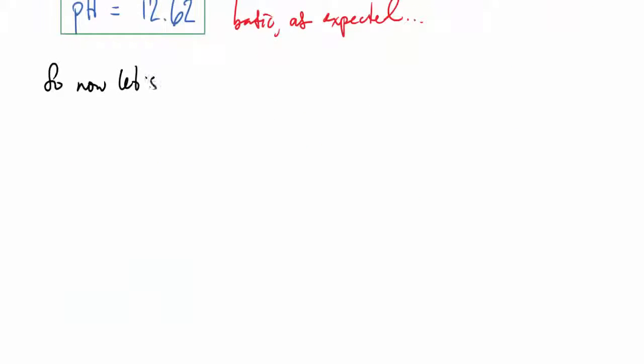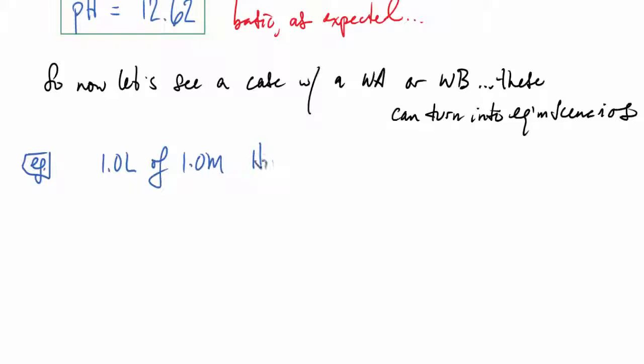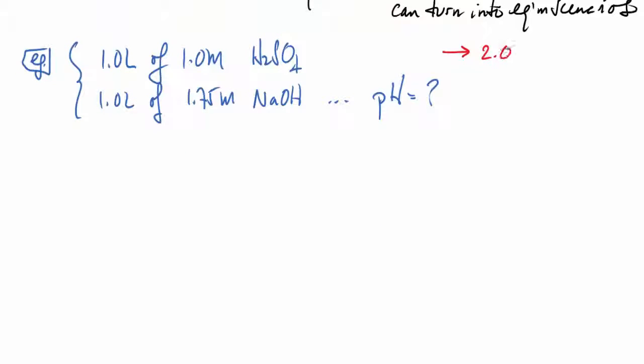Now let's have a look at a case with a weak acid or a weak base. And depending on what's left over in excess, these can turn into equilibrium scenarios, and you'll see one of those happen here. So we'll mix 1 liter of 1 molar sulfuric acid and 1 liter of 1.75 molar sodium hydroxide and ask what the pH will be when this is all done.